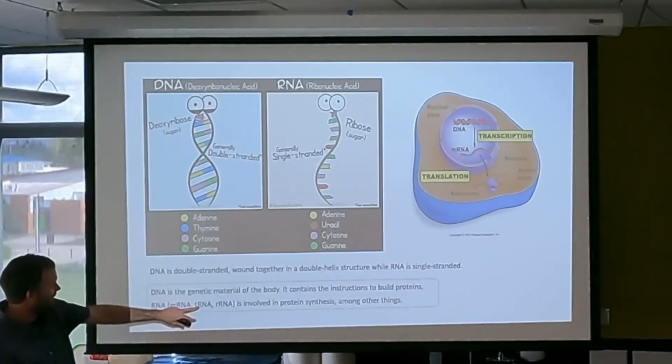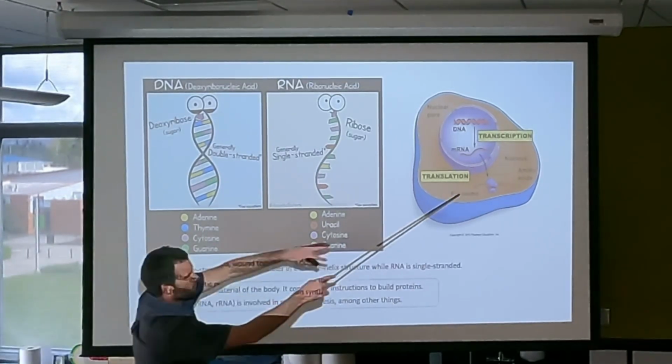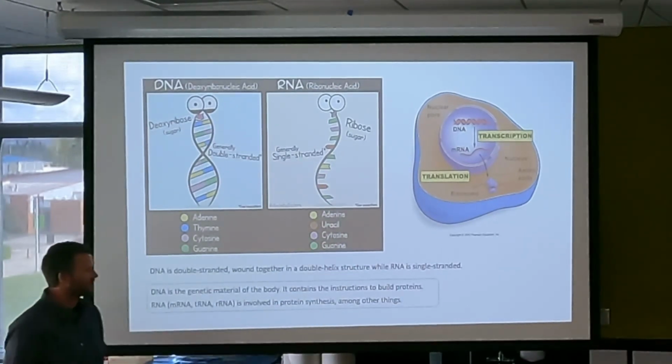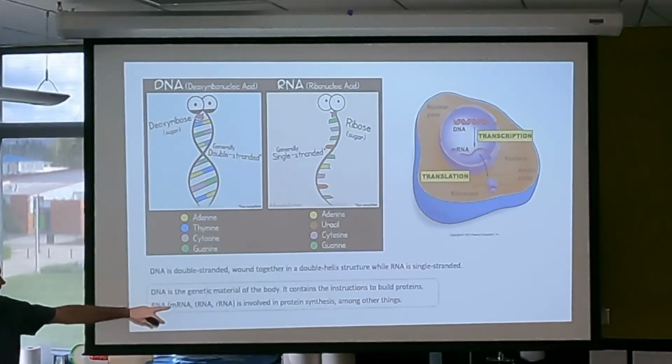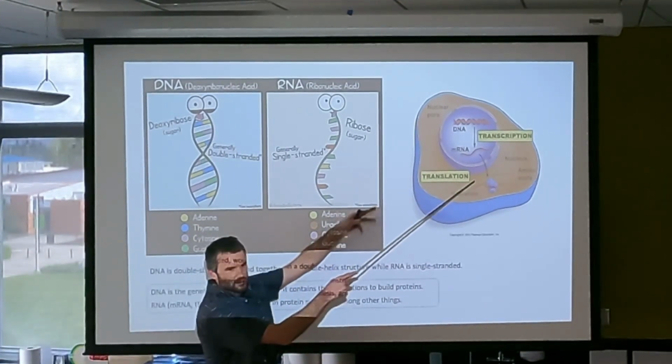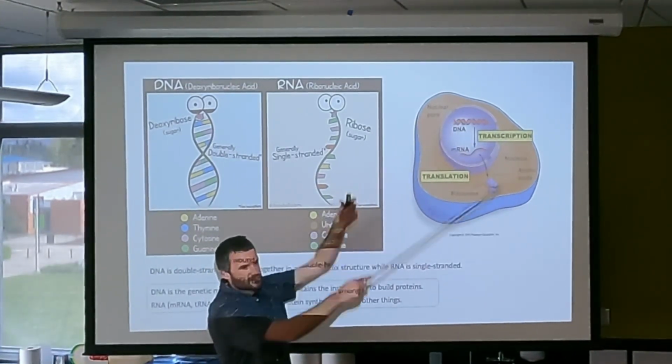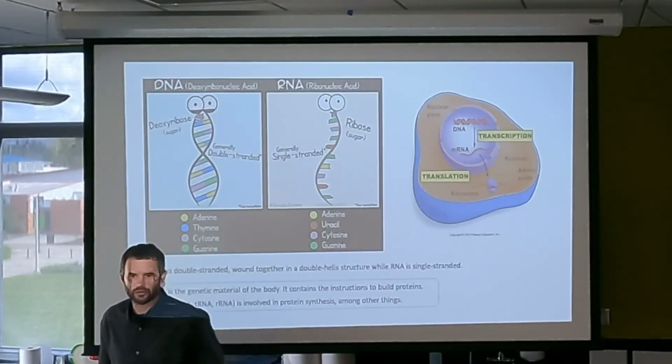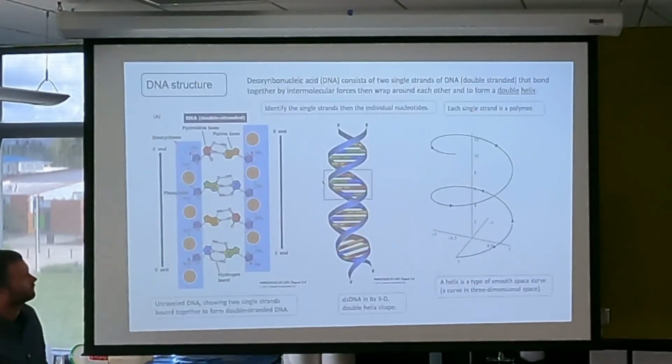We also have tRNA and rRNA that are involved in this process. So mRNA, tRNA, and rRNA are involved in making the proteins, whereas DNA is simply the instructions to build the proteins. All right. Let's get into the structure now.